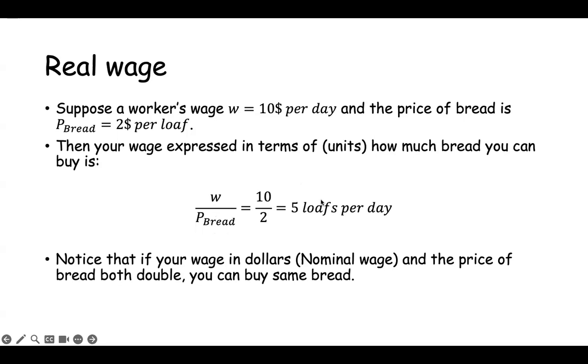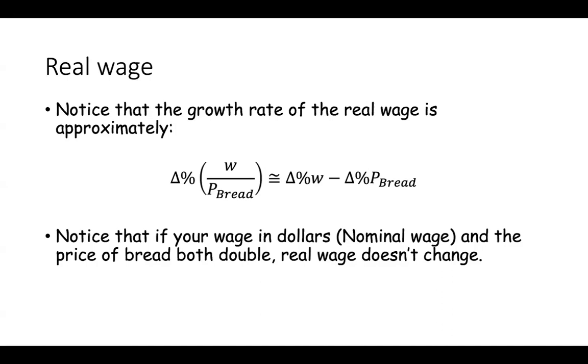So your real wage hasn't changed, the purchasing power. So in some sense, the purchasing power is a race between 2 horses. What's going on with your nominal wage and what's going on with the price of bread? Okay. Now this has a lot of implications.